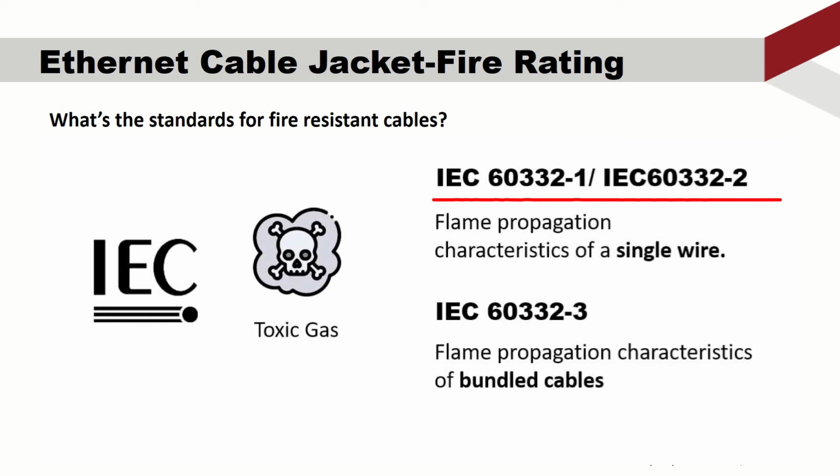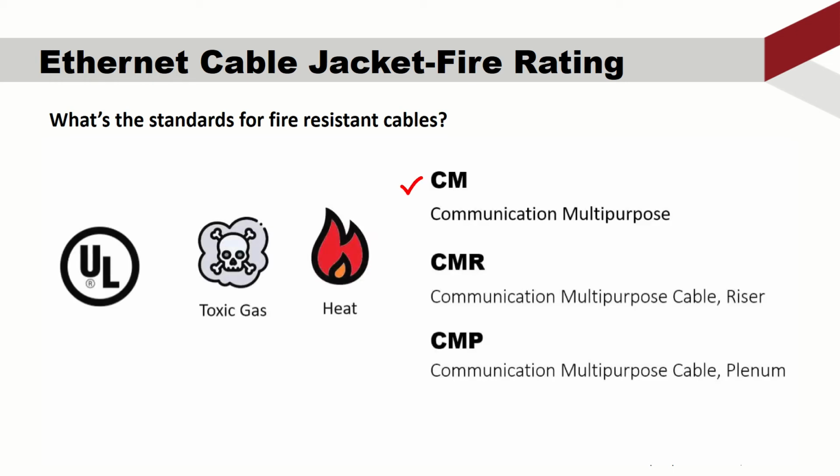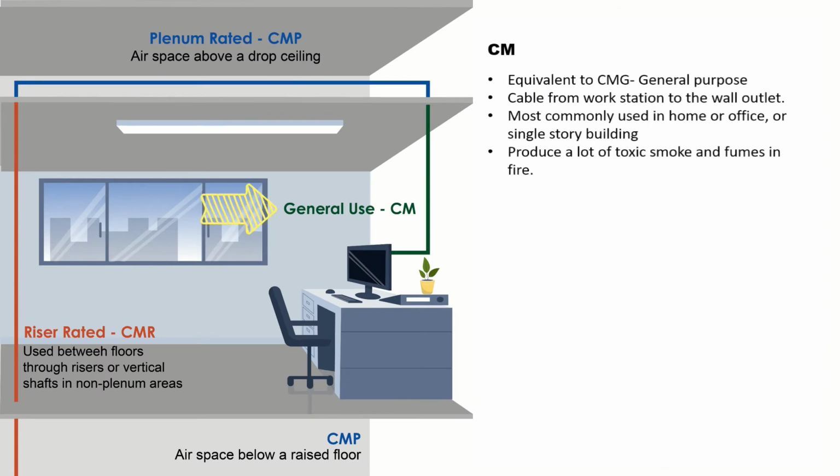So in the IEC, we have 60332-1 and -2 for single wire testing, and -3 for bundle cables testing. For the UL, we have CM, CMR riser, and CMP plenum. The CM cable is equivalent to the CM general purpose. For commercial applications, CM level cables are suitable for connections from workstation to the wall outlet, mostly used in a home, office, or single-story building, and this cable will emit toxic fumes when it is burned.